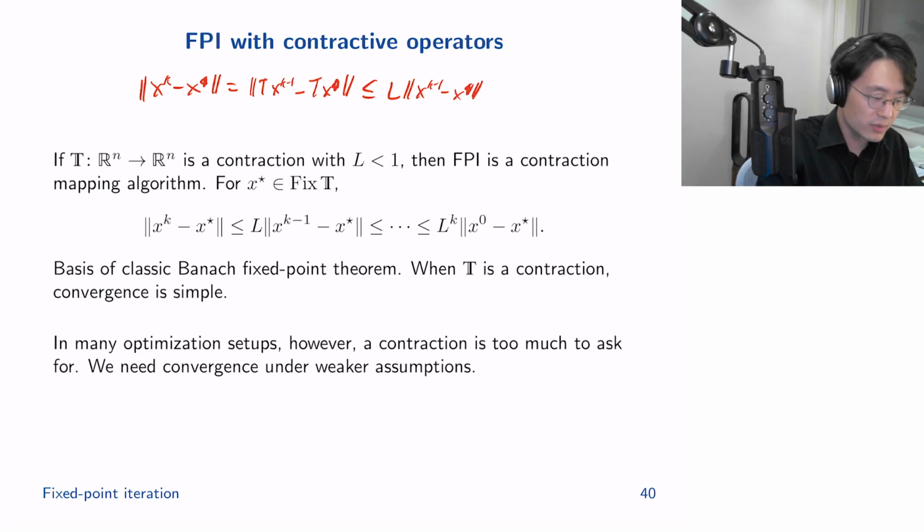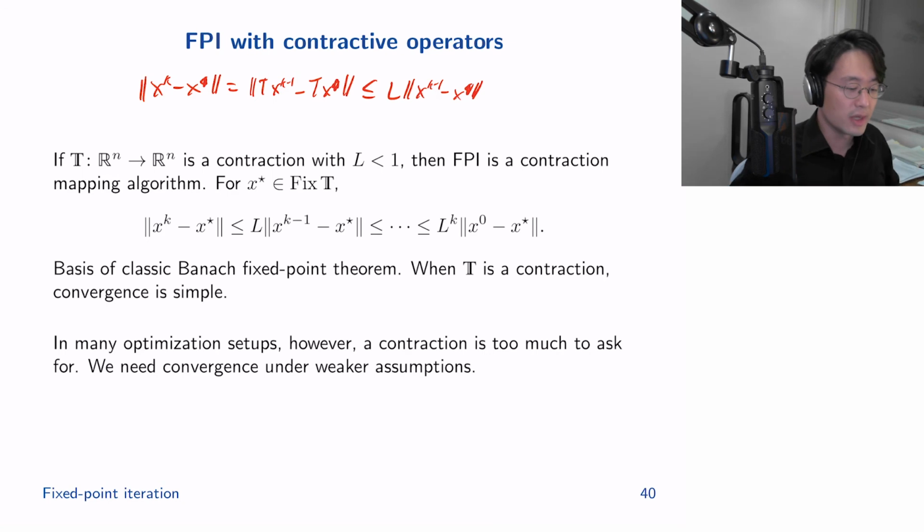So through this argument we get this inequality, and chaining this argument we get that the distance from xk to x star is L to the power k times the initial distance to the solution. This geometric convergence is the basis of the classical Banach fixed point theorem. This argument is not too complex. It's relatively straightforward. So when the operator T is a contraction, the question of convergence, and the rate of convergence, becomes a simple matter.